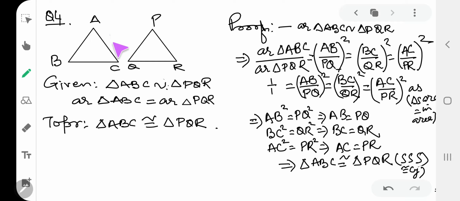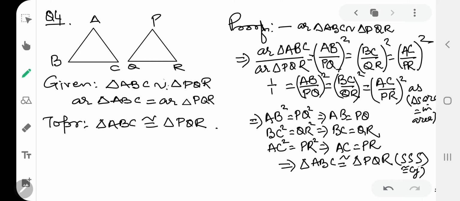Now we will do question number 4 of exercise 6.4. In this question, we are given two triangles ABC and triangle PQR. These two triangles are similar as well as equal in area, and he wants us to prove that if they are similar and are equal in area, then the triangles are congruent also. So, similar and equal in area, these two things are given. We need to prove that the triangles are congruent.